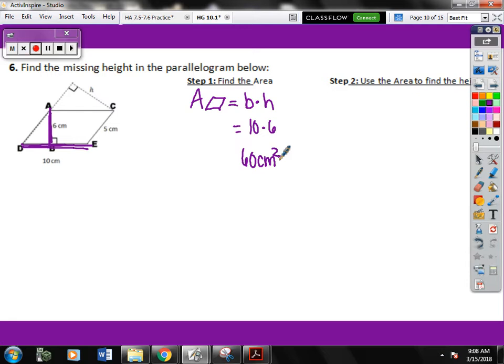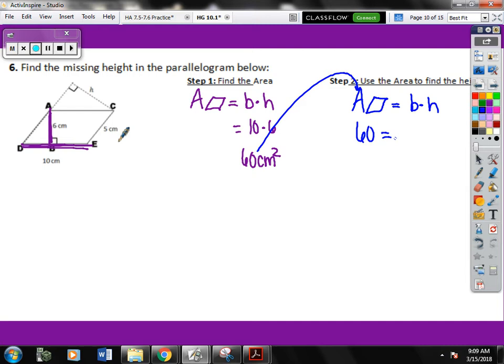Now, remember, the area of this shape stays the same whether you use this base and this height or this base and this height. Base times height has to still get you the same number of square units inside. So we will use the area formula again, knowing that the area has to remain 60 square centimeters no matter which base and height we use.